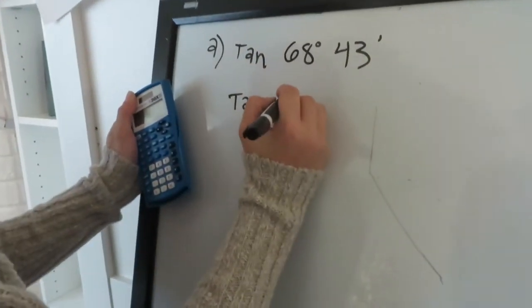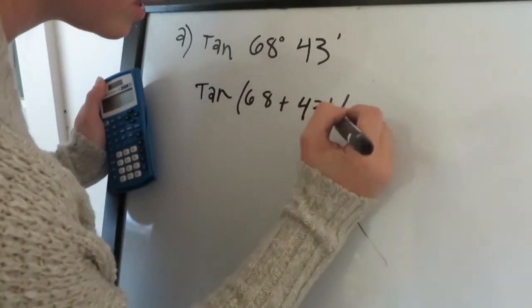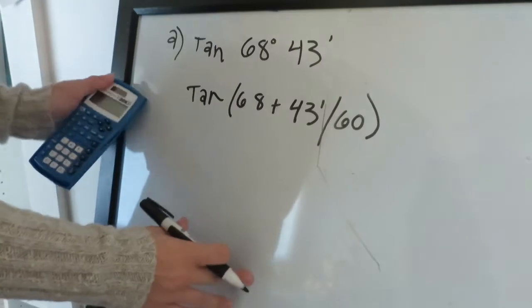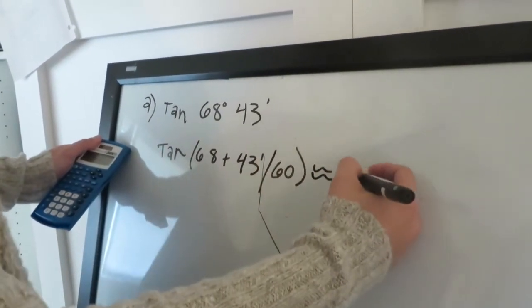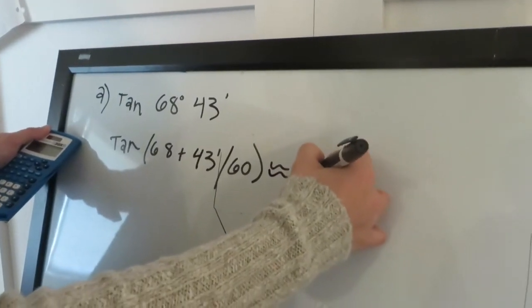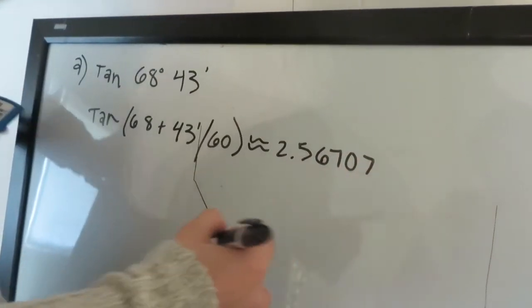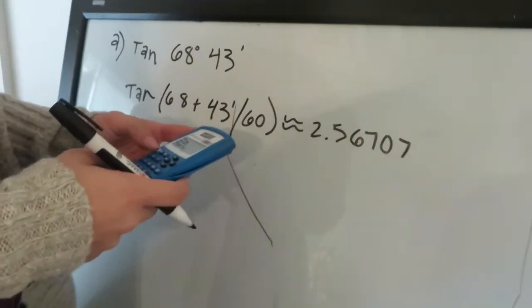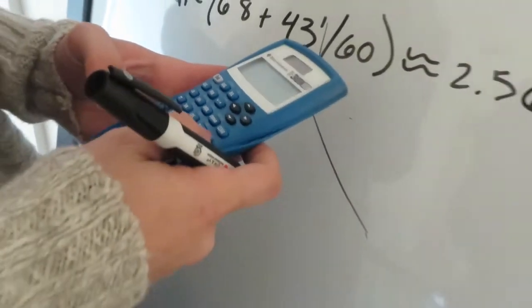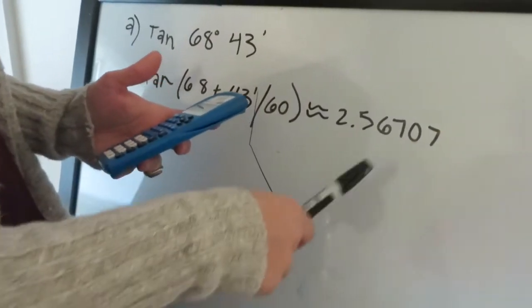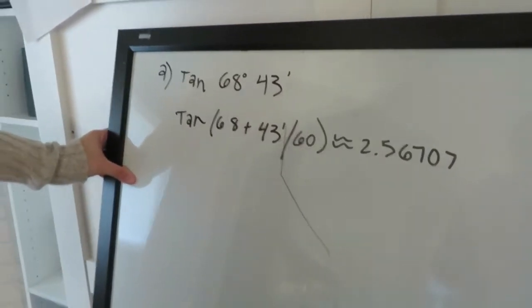tan 68 plus 43 minutes divided by 60, because there's 60 minutes in a degree. And that's going to approximately give you 2.5670. And that's easy to do on your calculator. You just do tangent 68 plus 43 divided by 60, and that's what you get. So that's how you approximate the value of the expression.